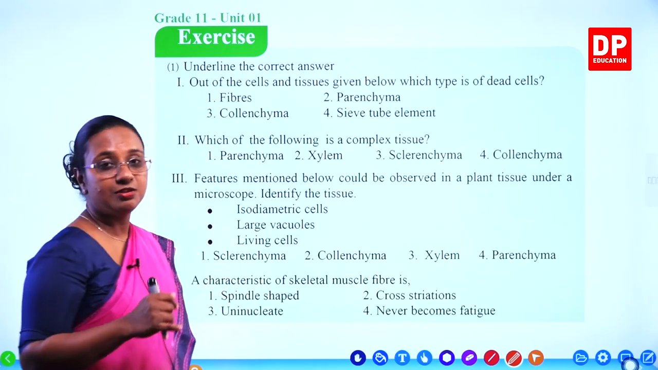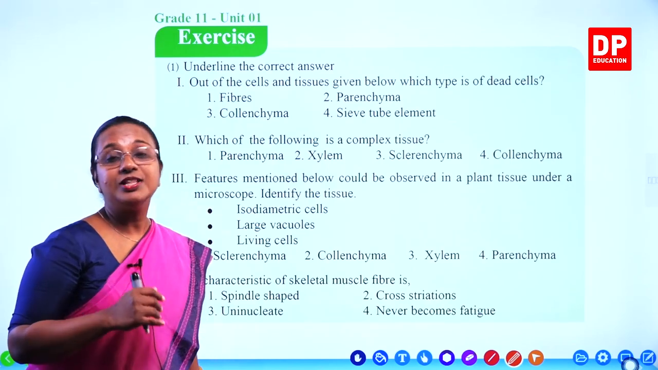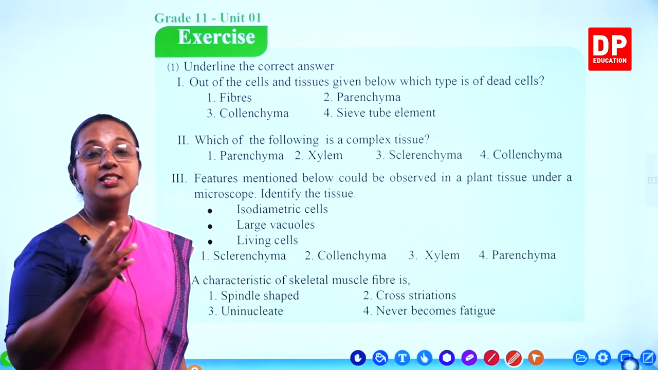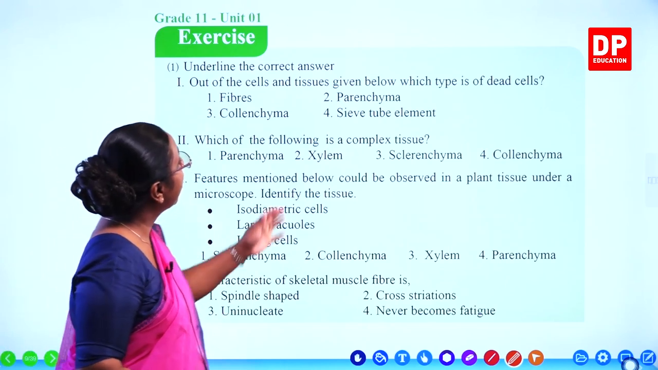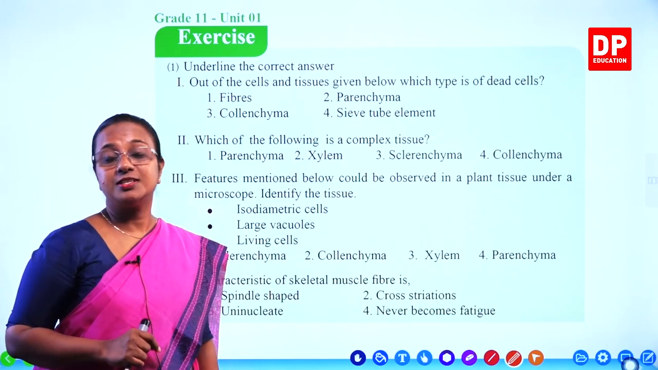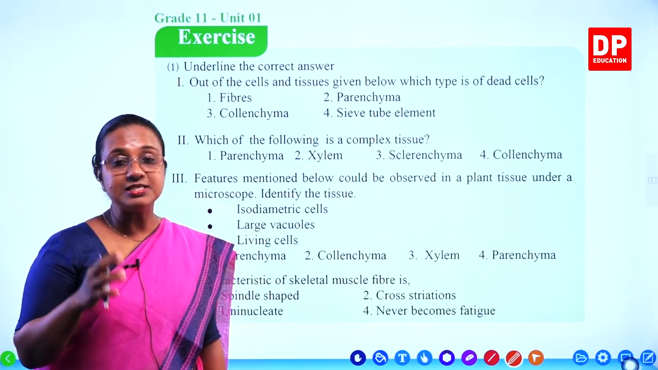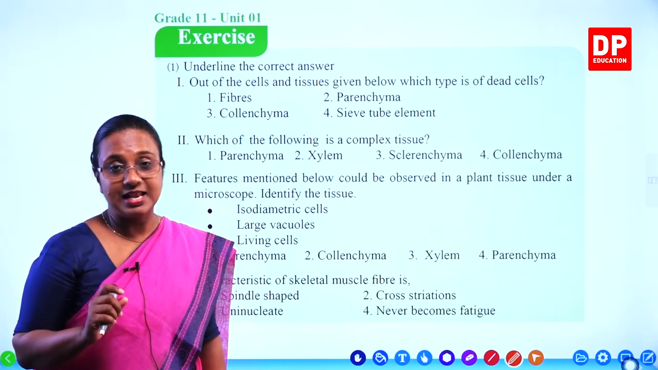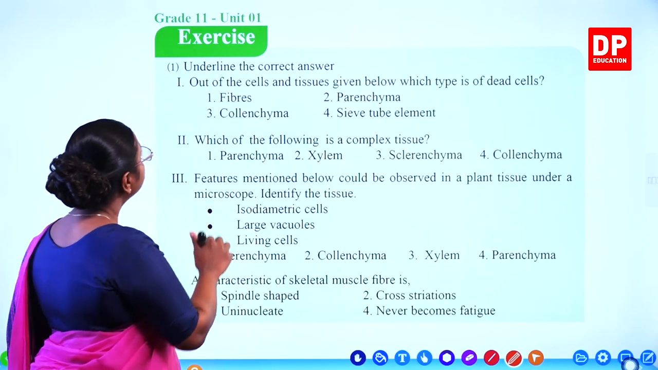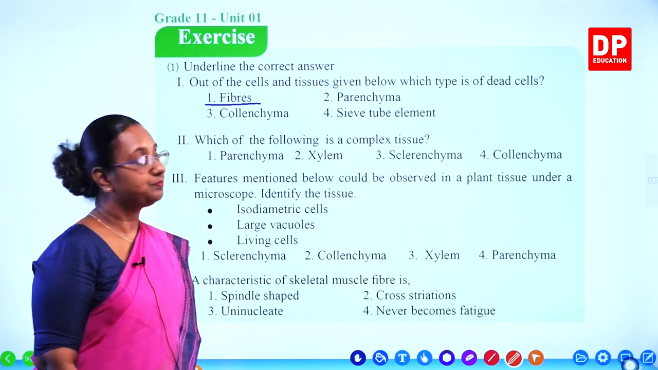Parenchyma, they have a cellulose cell wall, they are living cells. Collenchyma, although they have the cellulose thickening at the corners of the cell wall, they are still living cells. And the sieve tube element, in order to provide space for the translocation of food, the cytoplasm, the organelles and the nucleus are not present in the cell, but still it is a living cell. So out of the four, fibers is the dead cell.